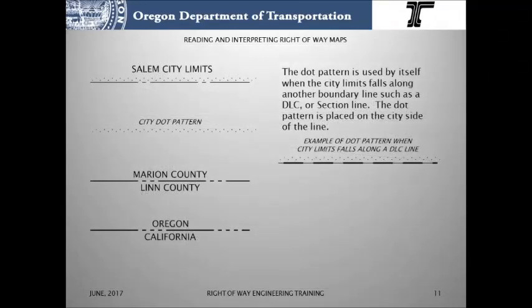Okay, some other lines. These are government lines. We have city limits. So the city limit line looks like an access control line, but it has this dot pattern associated with it. Sometimes the dot pattern will be by itself, and that is used when the city limits falls along another boundary line, such as a donation land claim or a section line. Important thing to remember is the dot pattern is on the city side of the line.